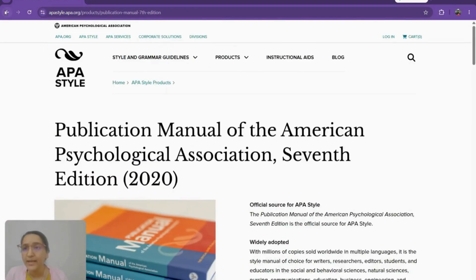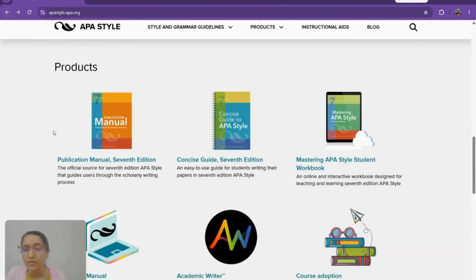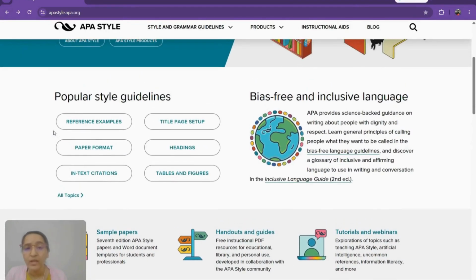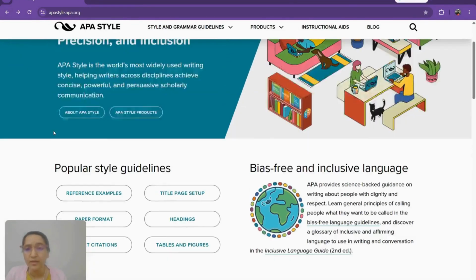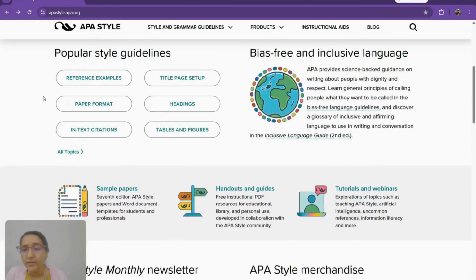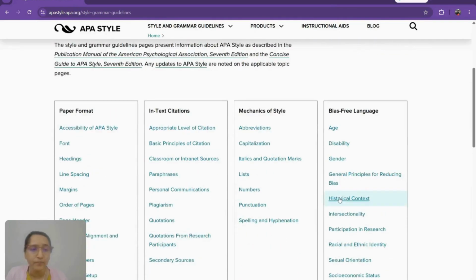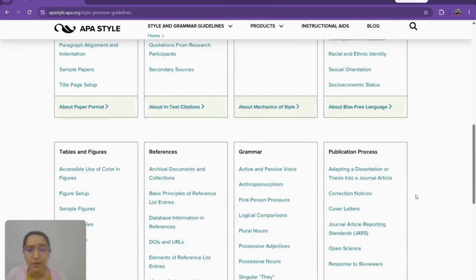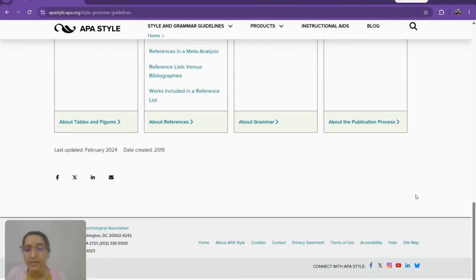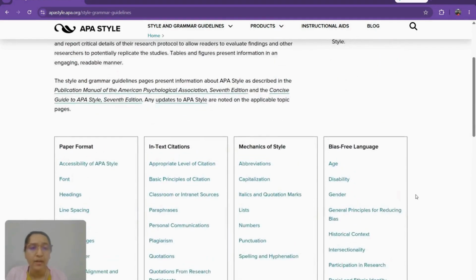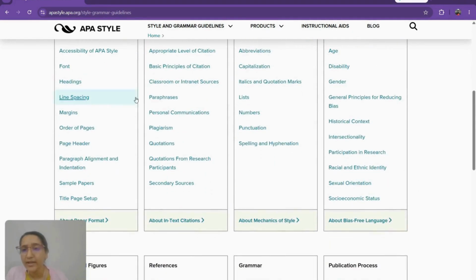However, this website has a lot of different free resources that we can use to guide us with this writing style. So here you see the popular style guideline, and go here, click on all topics, and here you will see that there is guidance available by topics. There are several topics available. For example, let's quickly check on font.